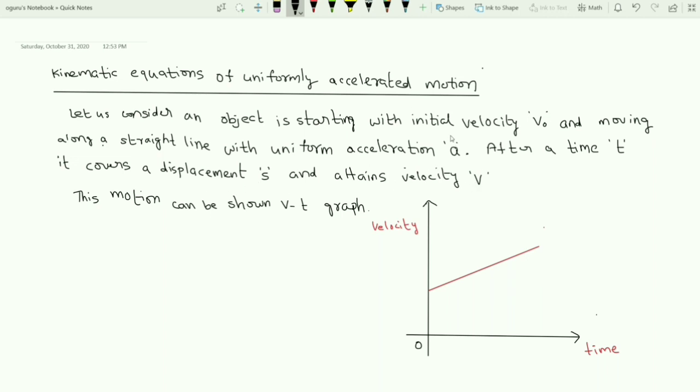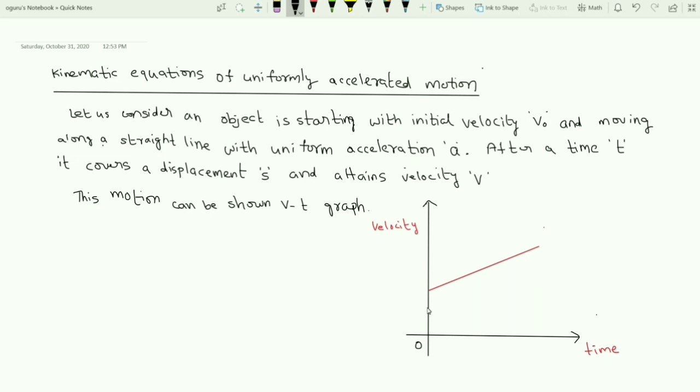Now the motion of this body can be expressed using a vt graph, that is, a velocity time graph. A velocity time graph means the graph obtained by taking time along the x-axis and velocity along the y-axis. Whatever we have described here, the motion of that body can be explained like this. This is the graphical representation of the body moving with uniform acceleration.